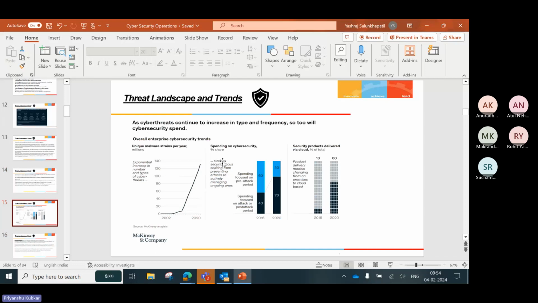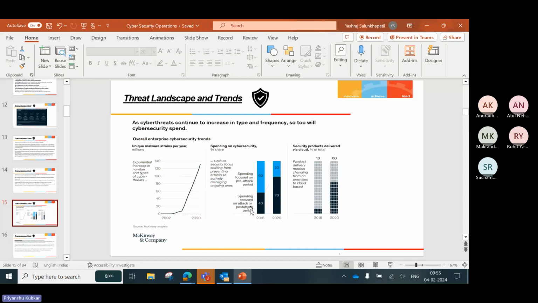Another survey result, okay: exponential increase in numbers and types of cyber threats. I'm sure you know it already. Tickets on the rise. I've said it before. Spending has increased, as you can see. Spending is focused on the attack or post-attack period, 40 to 70, and the pre-attack period. So pre-attack is the one that will be penetration testing. Penetration testing means the red team, the people who go out front and look out for threats and then come in and secure us.